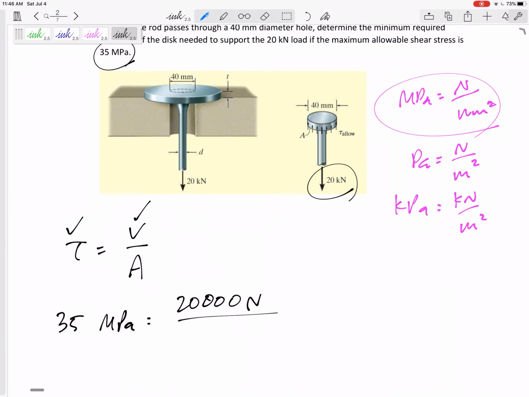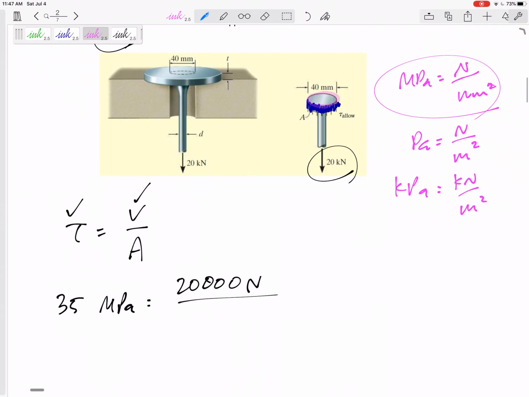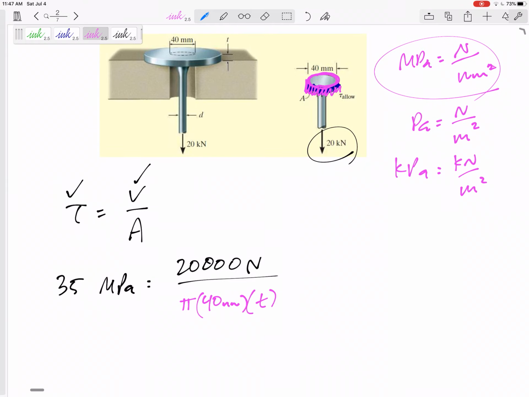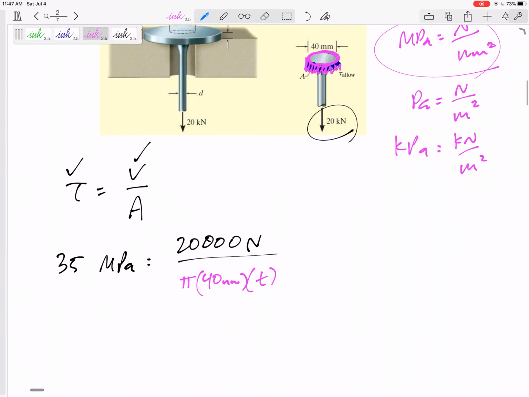All right, so what is the area? Do you see that the area that this fails, the area that the shear force is acting, is this area? It's like a surface area of a cylinder. I like to think of this as if I could find this circumference, right? This circumference would be pi times diameter, 40 millimeters. That would be the length of that circle. And then it is times the height of that. That was actually what we are trying to find right here. So that's it. It's very simple, right?